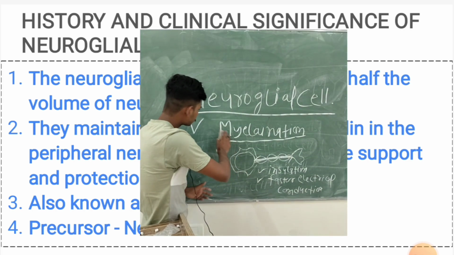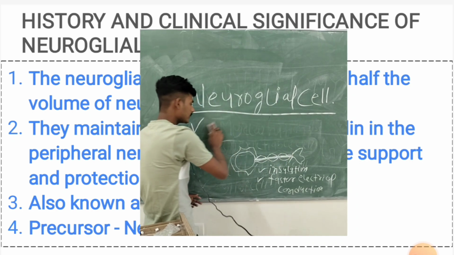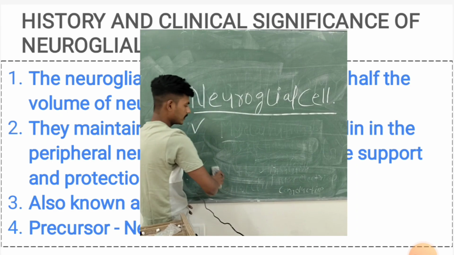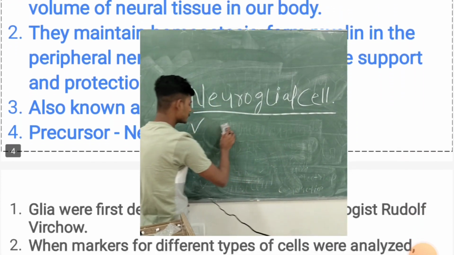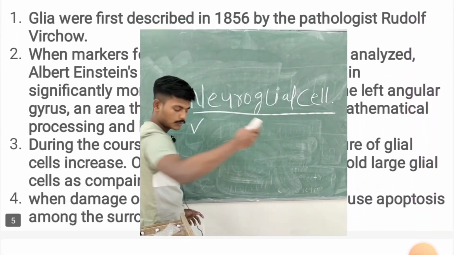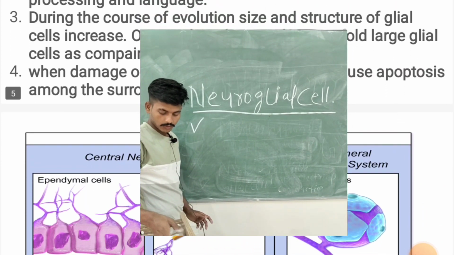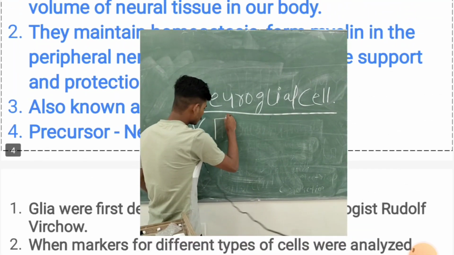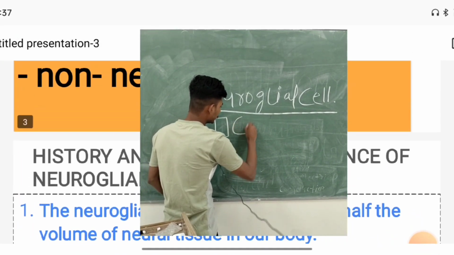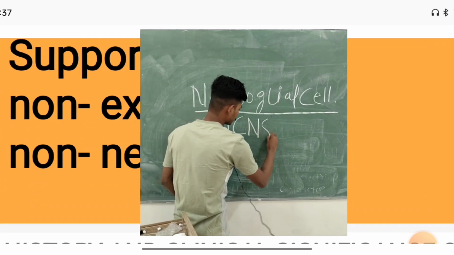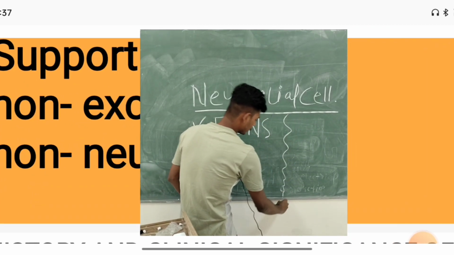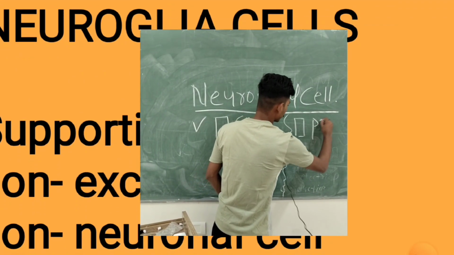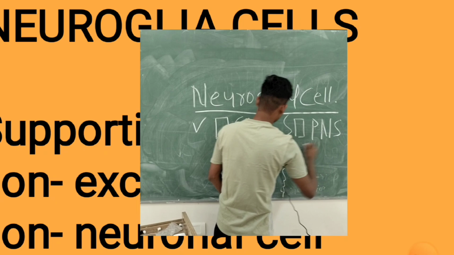Now there are divisions in the neuroglial cells. As you know, the nervous system is classified into two groups, called the central nervous system and the peripheral nervous system. In the central nervous system, one category of neuroglial cells is found, and in the peripheral nervous system, another category of neuroglial cells is found.